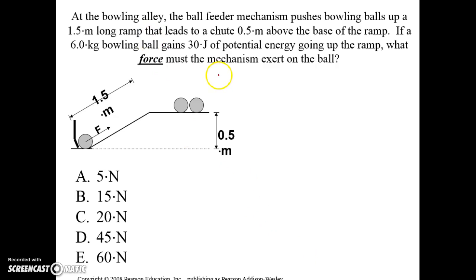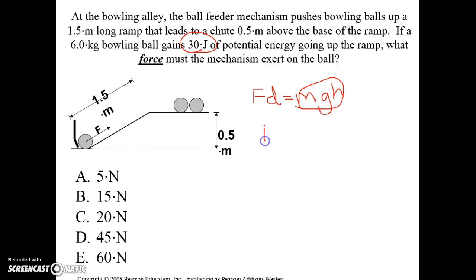So here is an example. We've got applying a force up the ramp, moving the ball 1.5 meters, and it gains 30 joules of potential energy going up the ramp. What force must the mechanism exert on the ball? And so here we have to do work, so we have FD, but we're turning that work into gravitational potential energy. And so it actually tells us it gains 30 joules of potential energy.